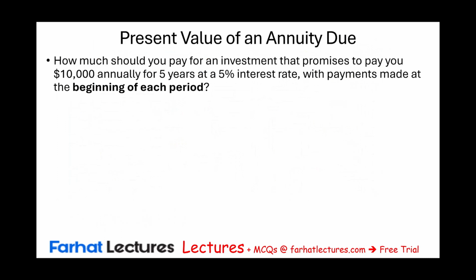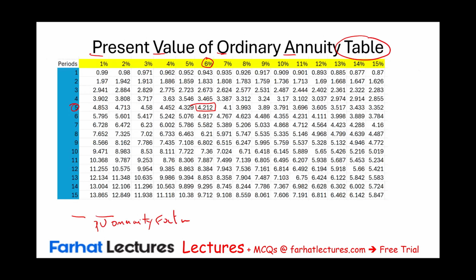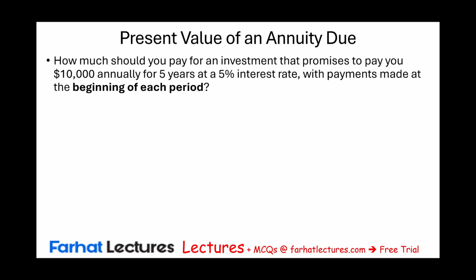Now, since we have an ordinary annuity, guess what else we have? We have an annuity due. Just like we had the future value of an ordinary annuity and the future value of an annuity due, we have the present value of an ordinary annuity, and we have the present value of an annuity due. What is an annuity due? An annuity due is when the first payment you make is today. Just like with the future value of an annuity, the first payment you would receive is today.